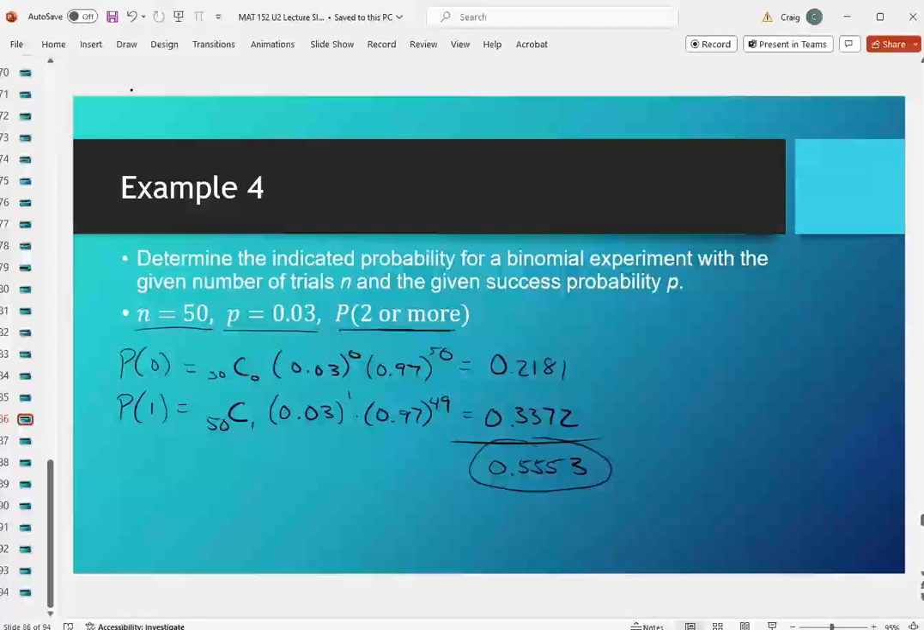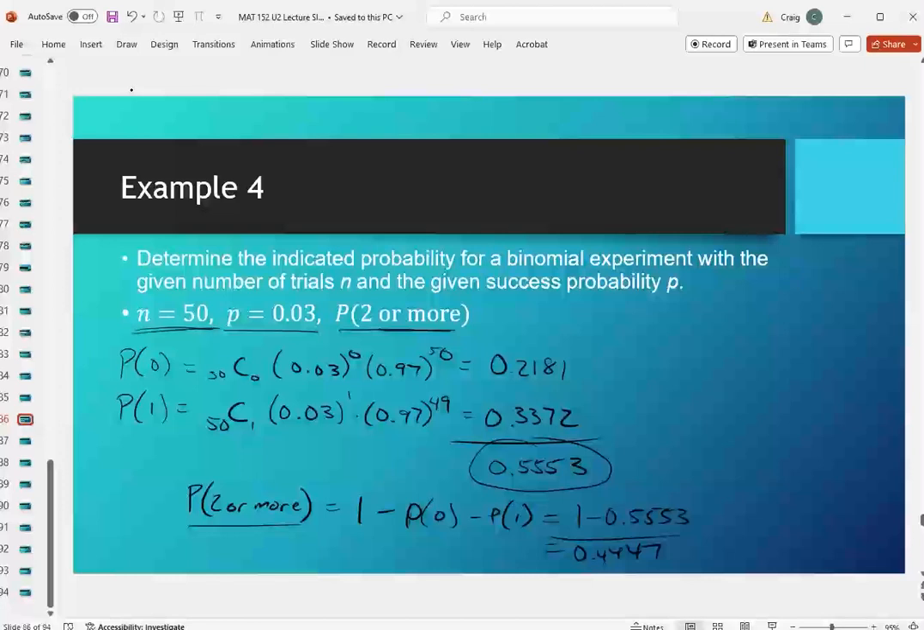And so the probability of 2 or more is going to be 1 minus the probability of, well, I mean, you can really do it as 1 minus the probability of 0 minus the probability of 1. It's all the same thing. But we're just going to subtract 1 minus 0.5553, 0.4447. And so again, we can find the probability using the complement, especially if there's a whole bunch of trials.